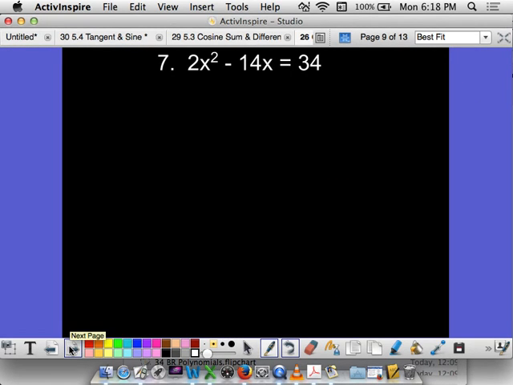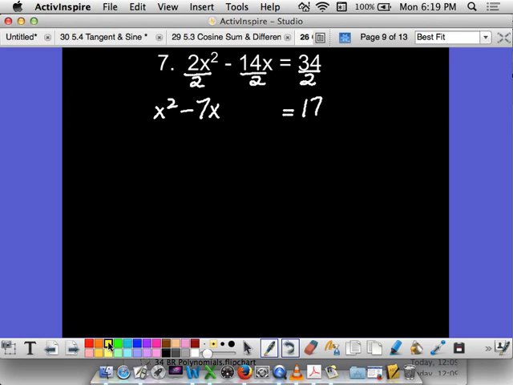Number 7. On number 7, I have a couple of things here that I have to be careful of. One is that this has a coefficient of 2, so I know I've got to divide through. If you also notice, the c is already on the right side, so I don't have to worry about the c. So I'm going to divide everything by 2, and I end up with x squared minus 7x, but I still need to scoot down, skip a space, and then I have 17 over here. So I've divided by a, I scoot and skip, move c to the other side, and I'm set to go.